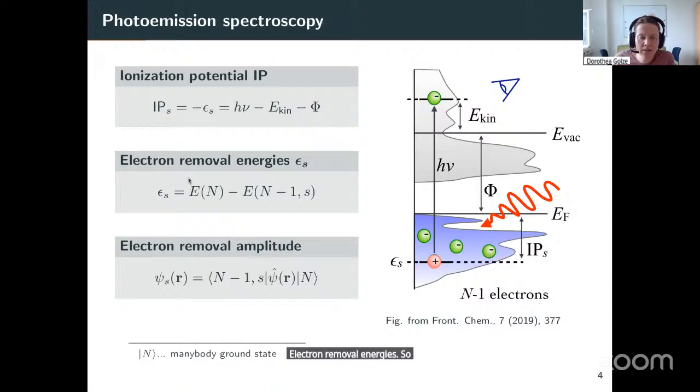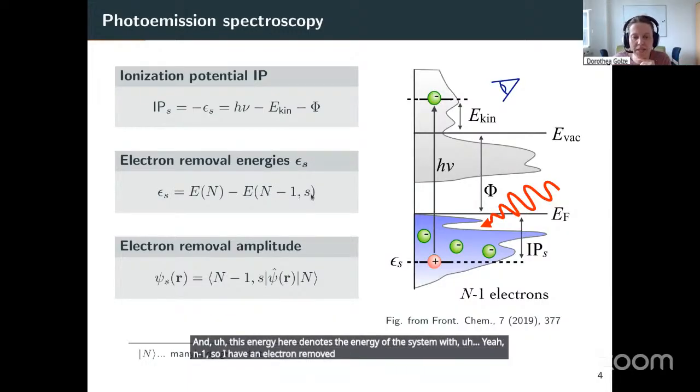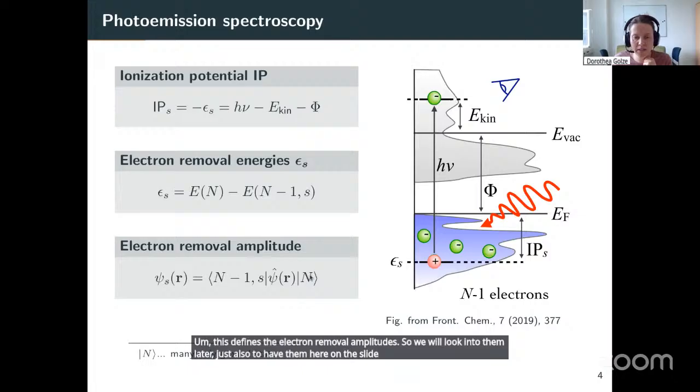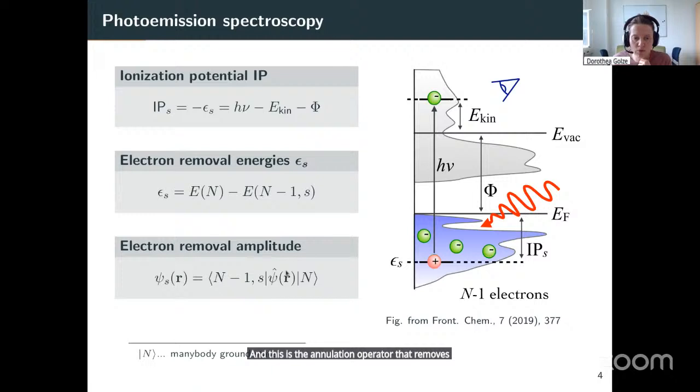So how are they defined? This is the total energy of the ground state with n electrons, and this energy here denotes the energy of the system with n-1. So I have an electron removed from the state S, and the difference between these energies is then the electron removal energy. This defines the electron removal amplitudes. We will look into them later, just to have them here on the slide. What is N_CAT? That's the many-body ground state, and this is the annihilation operator that removes an electron from that many-body ground state.